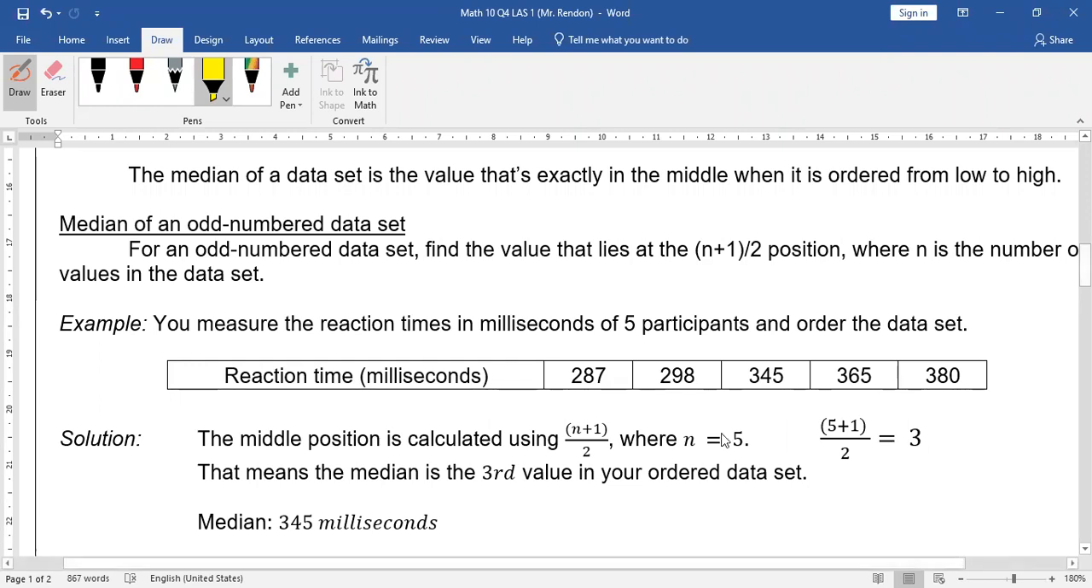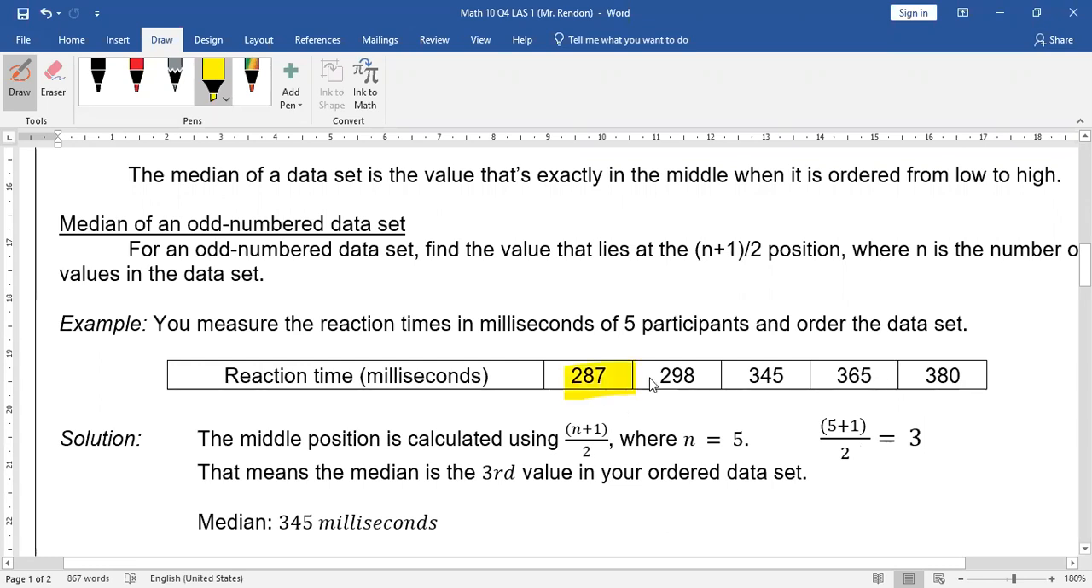The n plus 1 over 2 is not the answer itself, meaning that's the nth score that you are looking for. So if the answer is 3, you are looking for the third score upon arranging them from the least up to the highest or vice versa. Anyway, it won't be affected. Kung gusto mo halin sa taas, pwede man. You will be arriving at the same answer.